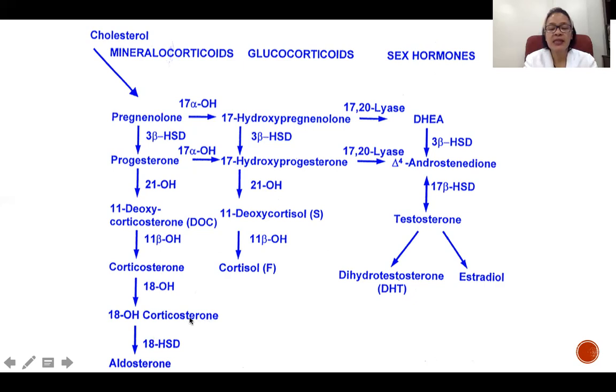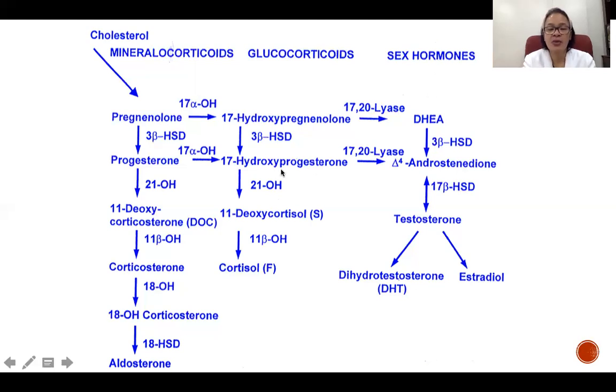Okay, so this could lead to, because of the block here. When you say enzymatic block or a metabolic block, if there is a block in this area, there would be accumulation of the substrate prior to that. So therefore, there would be accumulation of your 17 hydroxyprogesterone. Okay, and any excess of this 17 OHP, so you call it OHP, is being shunted into the intact androgen pathway.